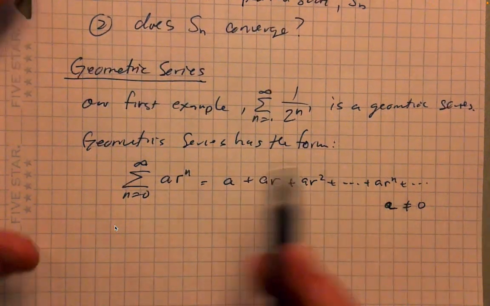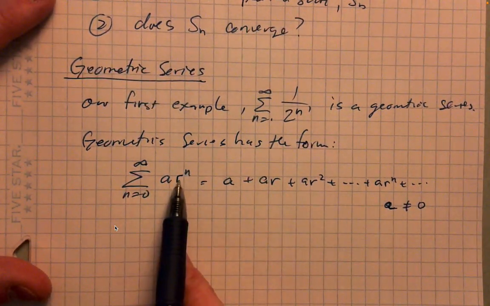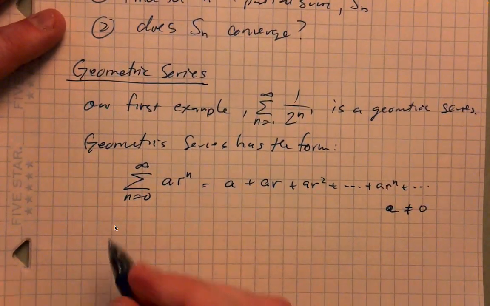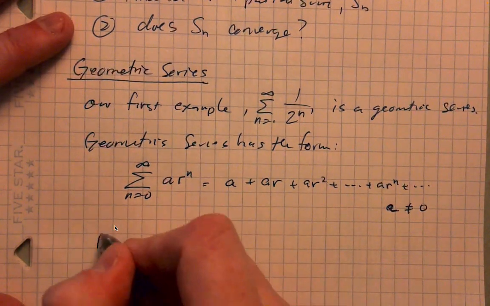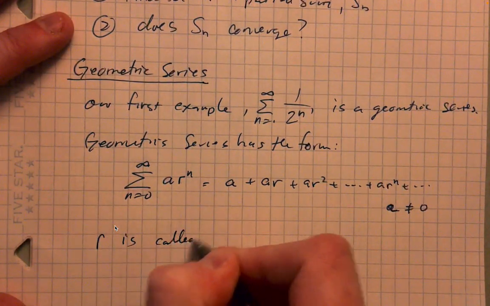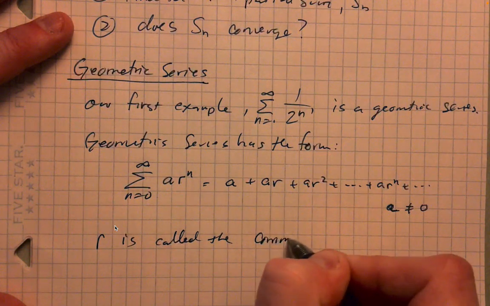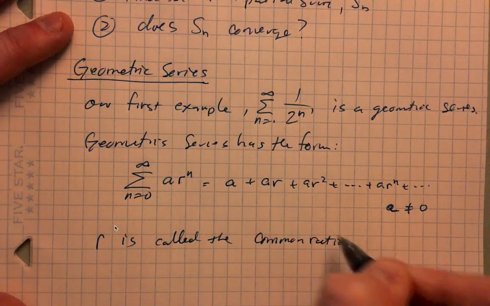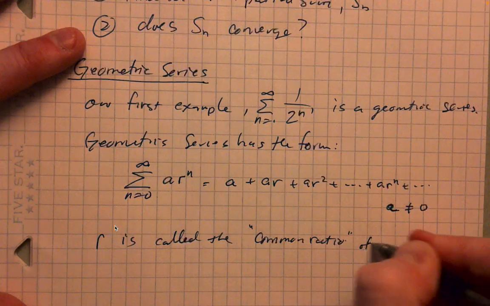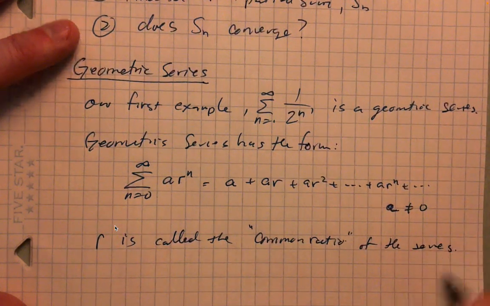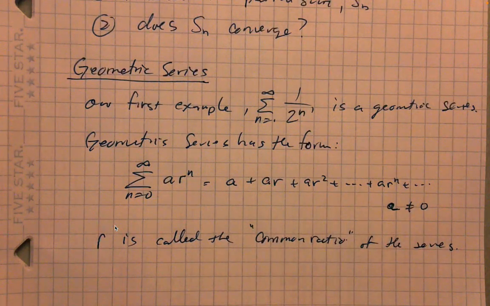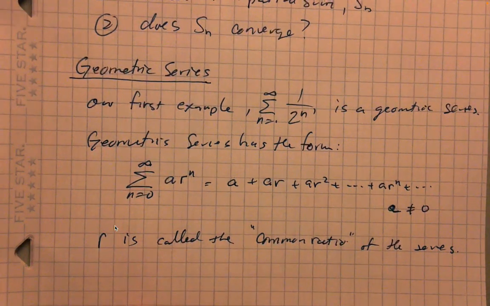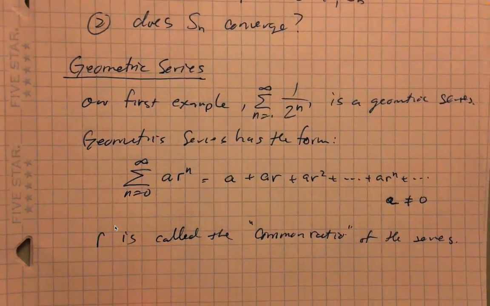Now, with a geometric series, this r, whatever r happens to be, is very important. So r is frequently called the common ratio, the common ratio of the series. It's common to all of the terms, right? Now, what can we say about geometric series?